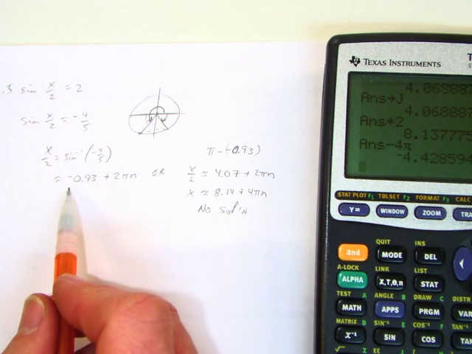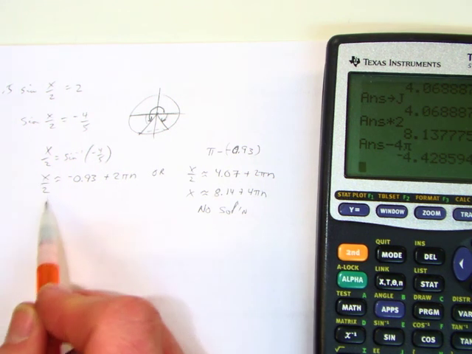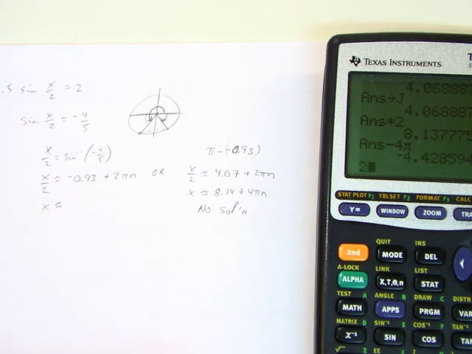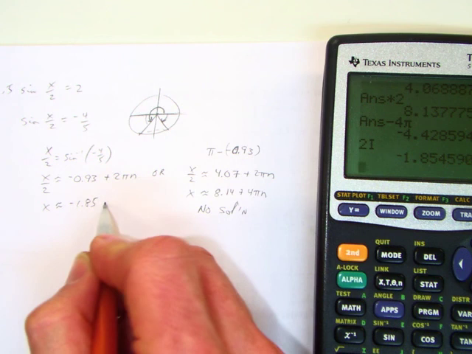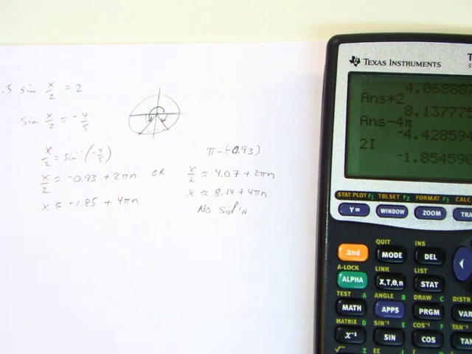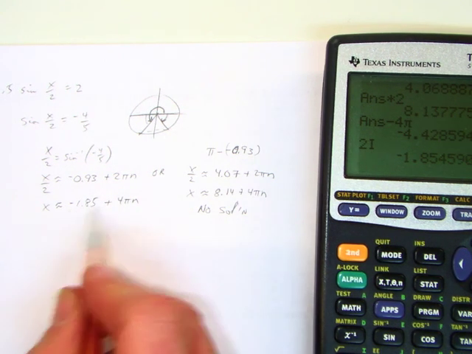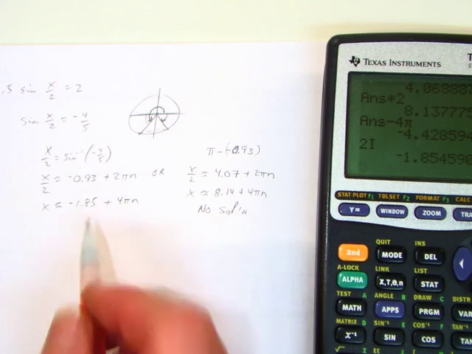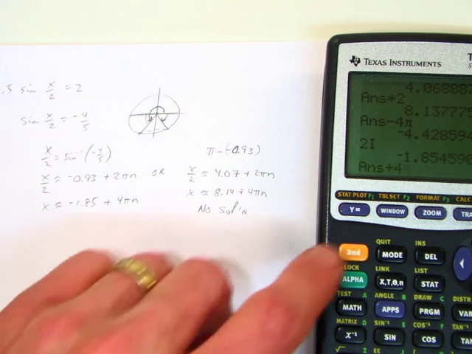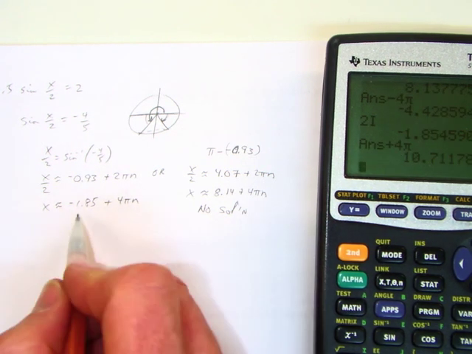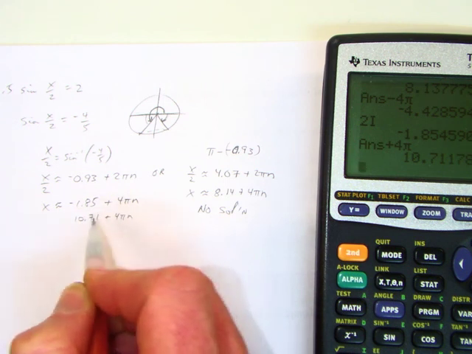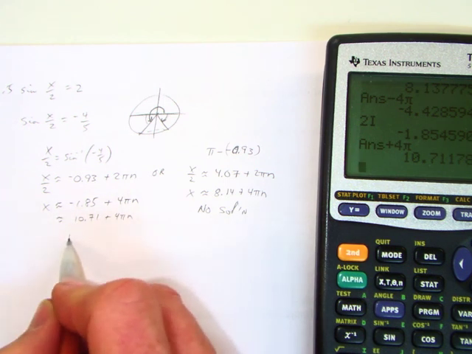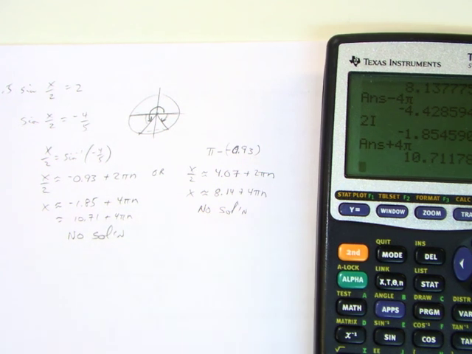Now let's come back to the other one, and we have x over 2 equals that. So x is approximately equal to, we'll say 2 times alpha I, and we get negative 1.85 plus 4 pi n. So then, well, negative 1.85 is not in our domain from 0 to 2 pi. Let's add 4 pi to it, plus 4 pi. That gives us 10.71 plus 4 pi n. Well, that's outside of our domain as well. This one has no solution as well.